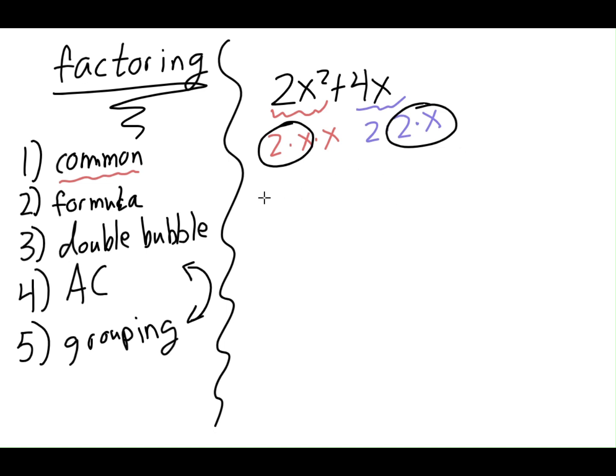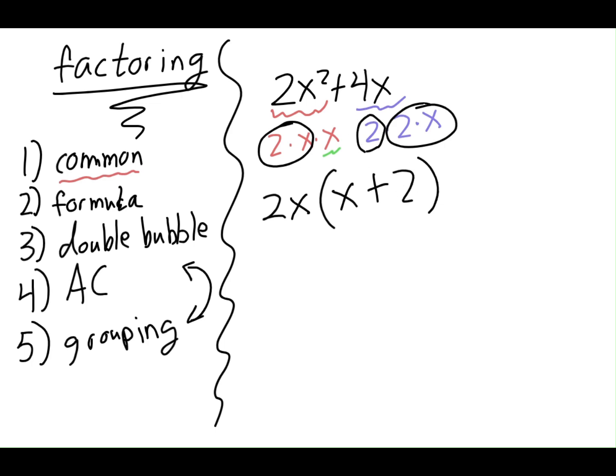So since it's common in both, you can factor it out, which is actually just division. When you pull it out, divide each of these terms by whatever you pulled out. So the 2x squared divided by 2x is just an x left over. And then when we take 4x and divide by that 2x that we're pulling out, we're left with just 2.